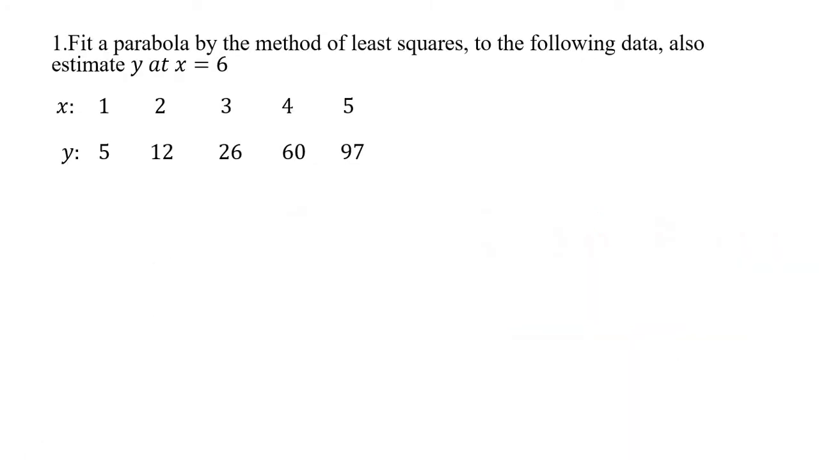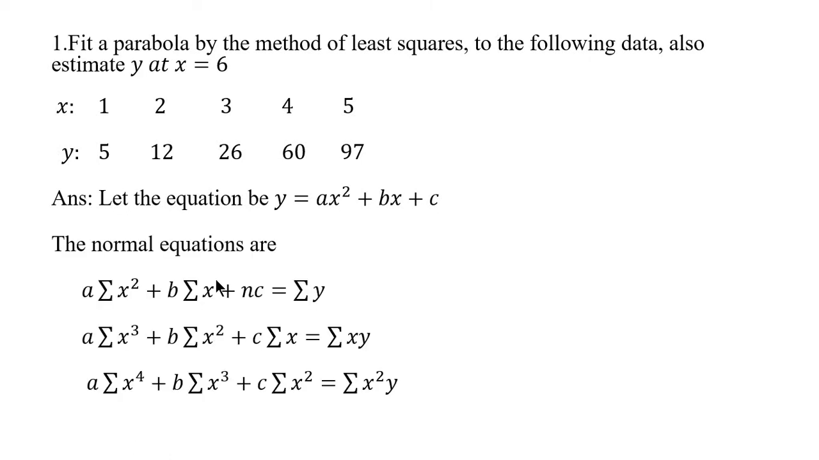Problem 1. Fit a parabola by the method of least squares and also estimate the value of y at x equal to 6. So here there are 5 values of x and y. Now let us write down the second degree equation and also the normal equations. Take n as 5. From the normal equations, it is obvious that we have to compute the sum sigma x, sigma y, sigma xy, sigma x square y, and then sigma x square, sigma x cube and sigma x raised to 4.